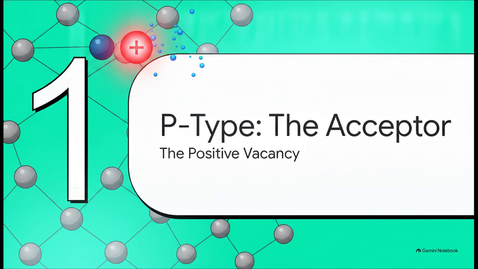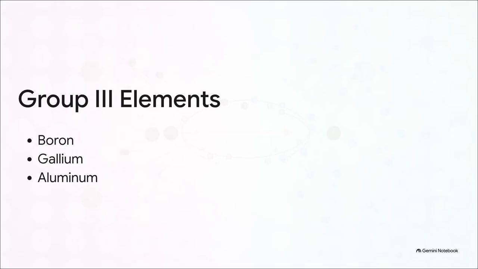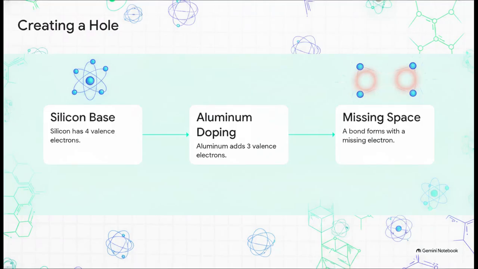Let's kick things off with our first category, P-type, the acceptor, the power of the positive vacancy. So a P-type material is created when we add group 3 elements from the periodic table directly into our pure silicon. We are talking about elements like boron, gallium, or aluminum. In the world of physics, we call these trivalent impurities. Tri meaning 3, which refers to their valence electrons, and that number 3 is the absolute secret to this whole process. Here's the math behind it.